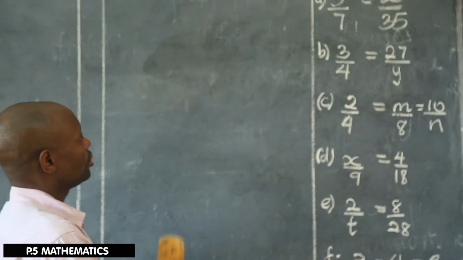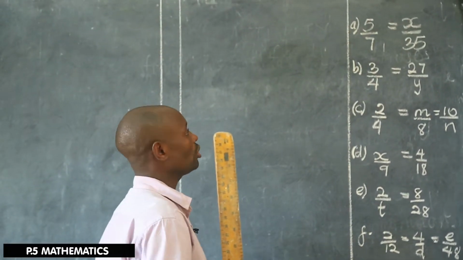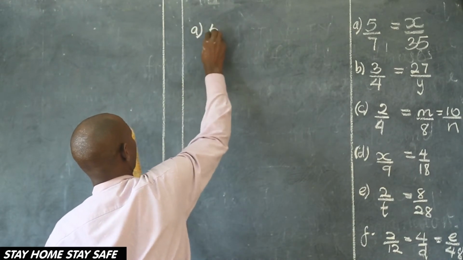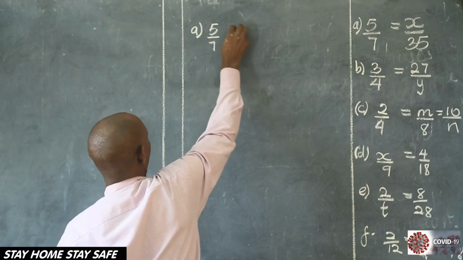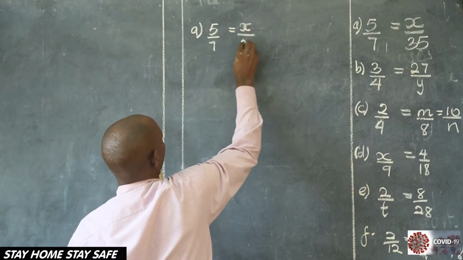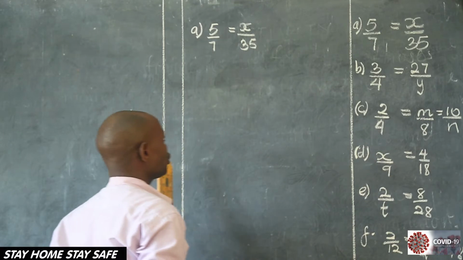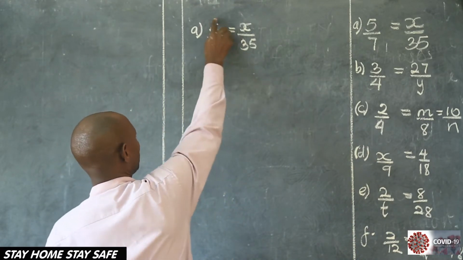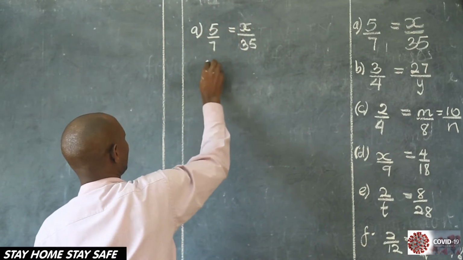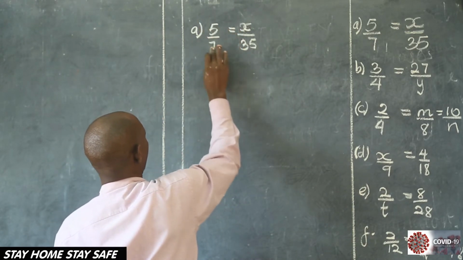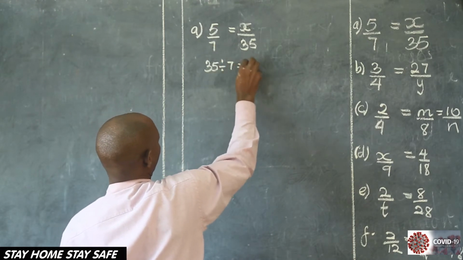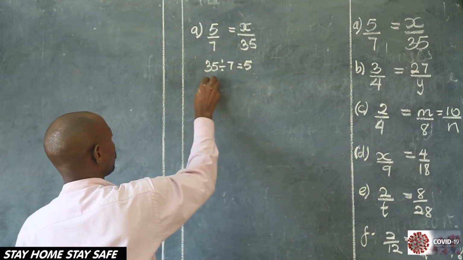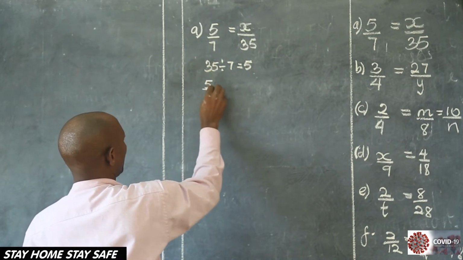I gave you A, we are finding the unknown. And the unknown in A, it is 5 out of 7, and the unknown is x out of 35. Okay? So in this case, I told you that you first get the common factor which we are going to multiply on this fraction by getting 35. We divide it by 7, which is going to give you 5. 35 divided by 7, you get 5. Therefore, we shall get the fraction 5 out of 7.